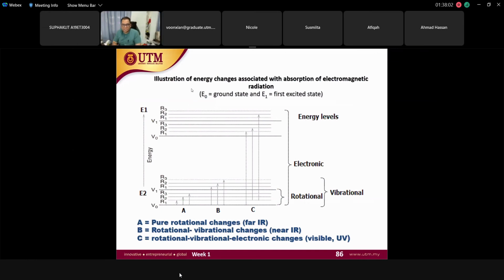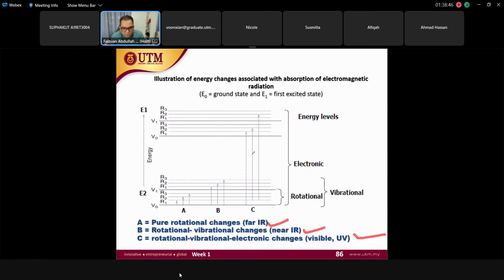This is the illustration of energy change associated with the absorption of electromagnetic radiation. For example, E0 is the ground state and E1 is the first excited state. A is a pure rotational change of far infrared spectrum. B is rotational and vibrational change, which is near infrared. And rotational, vibrational, and electronic change is in the visible and UV range, for C.